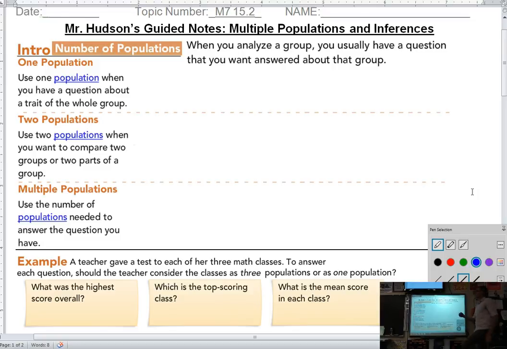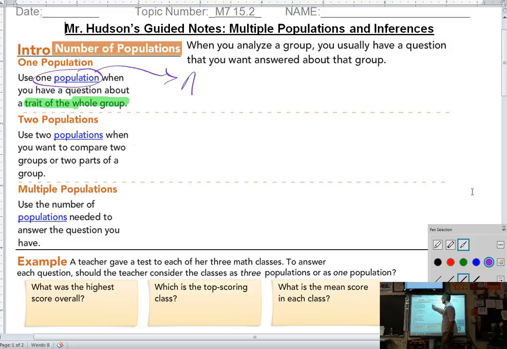When we're working with only one population, we use one population when we have a question about a trait for the entire group. So what sort of question could we ask all of Phoenix? I want you to notate on your paper really quick. We're going to say our one population is all of Phoenix. What could we be collecting data on where 7th grade versus 8th grade would not really separate things? It's just one question we're asking everyone.